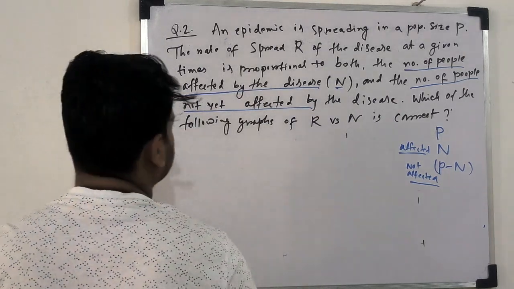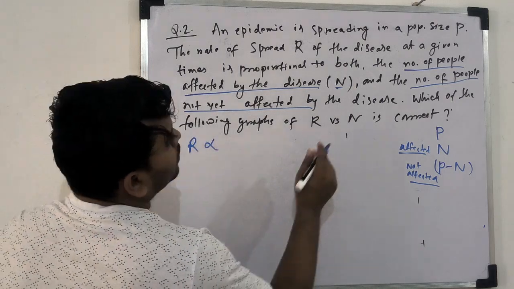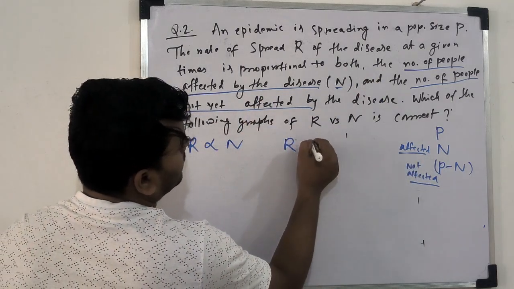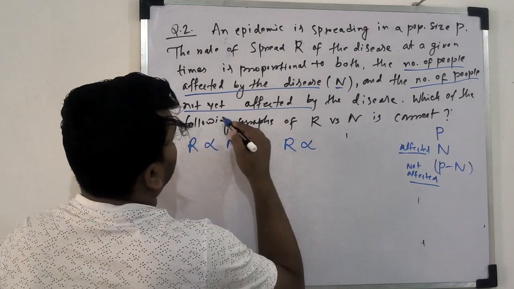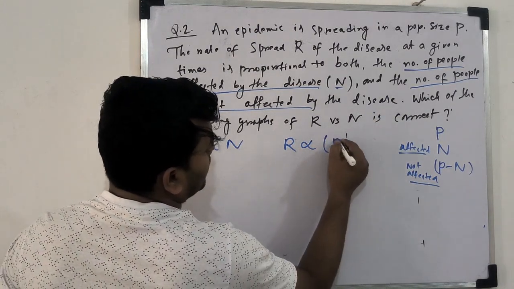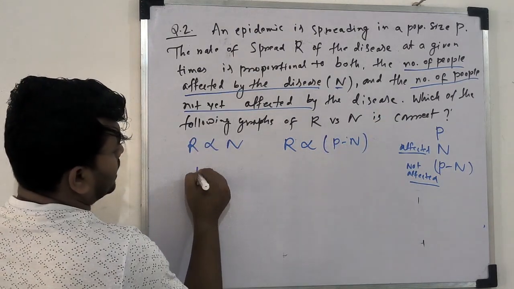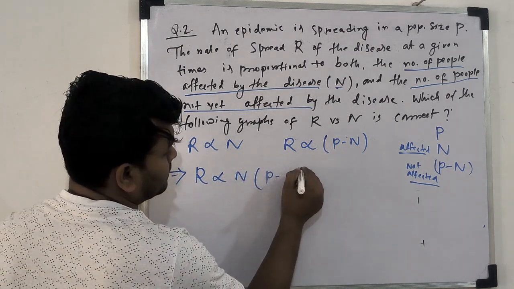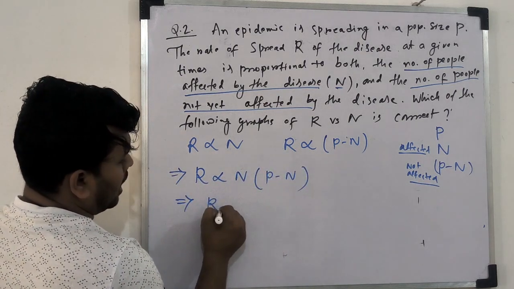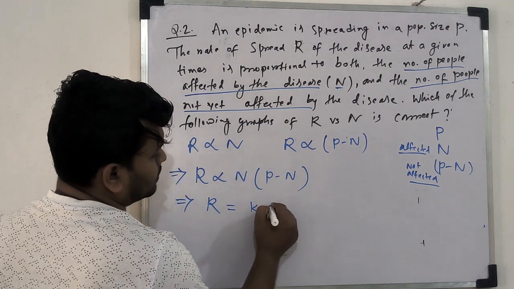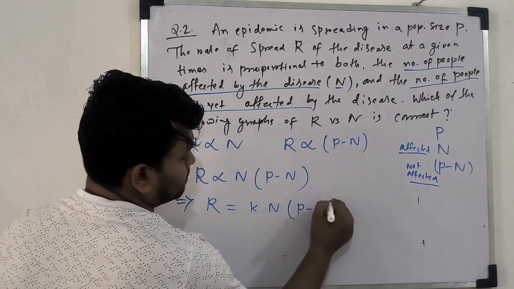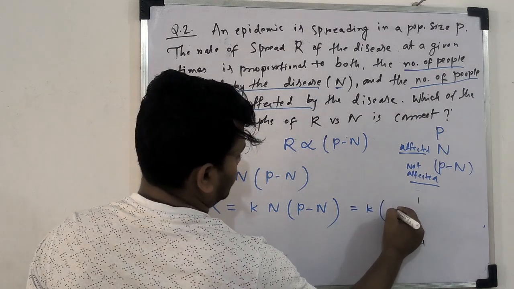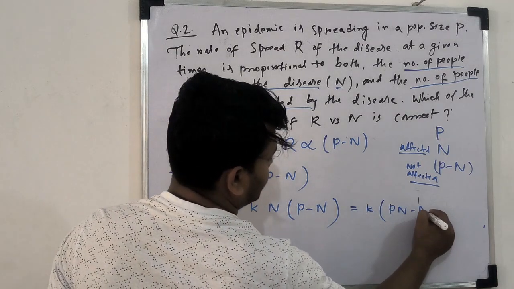It is given that R is proportional to the number of people affected by the disease, that is N, and also R is proportional to the number of people not yet affected, that is P minus N. So from this we can write R is proportional to N into P minus N. Therefore R equals K into N into P minus N. Okay? If we expand this, it will be PN minus N square.